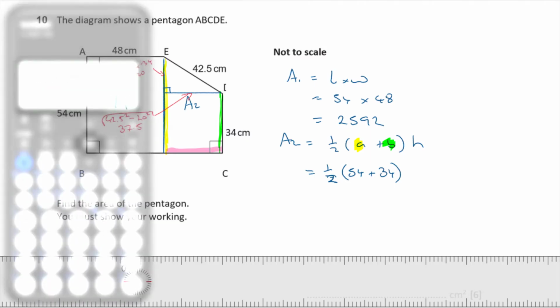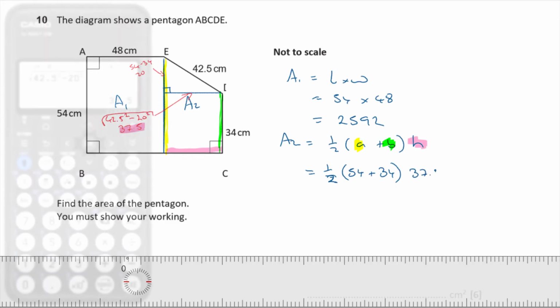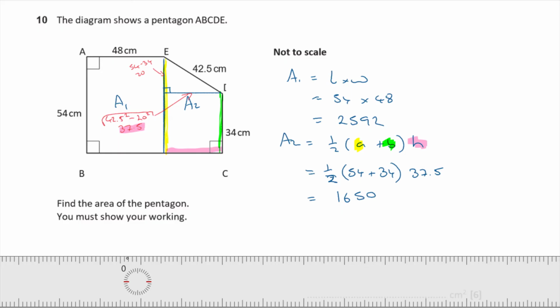Okay, so now I do have the height. That's my height, 37.5. I'm going to write it there. Now to type that into the calculator: 0.5 times (54 plus 34) times 37.5. That comes out to 1,650, which is a satisfyingly whole number, so I'm feeling happy about that.